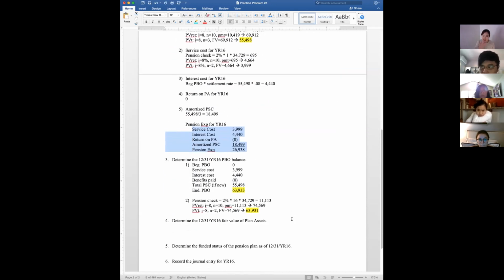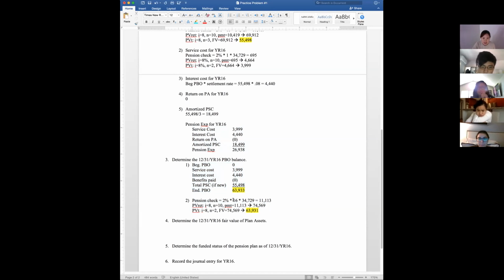And then in step 3, we calculated the ending PBO balance. We introduced 2 different ways to calculate PBO. That beginning PBO balance adjusted by service cost, interest cost, benefits paid, and then if it's new, add the prior service cost, or you can do this method that we are using.